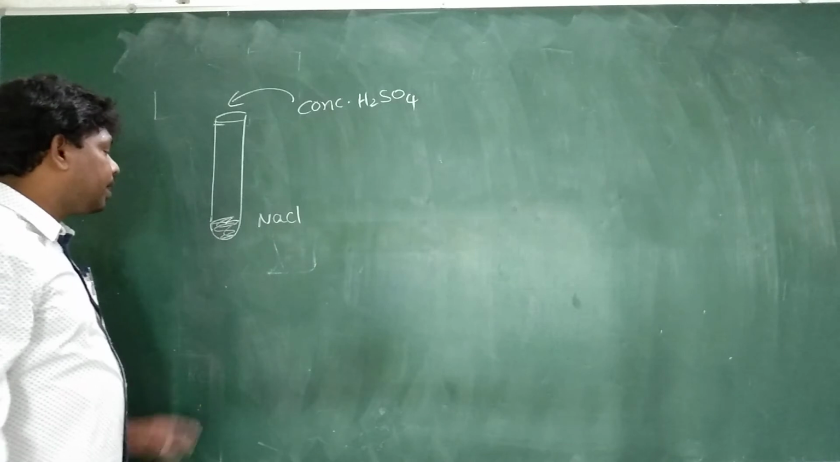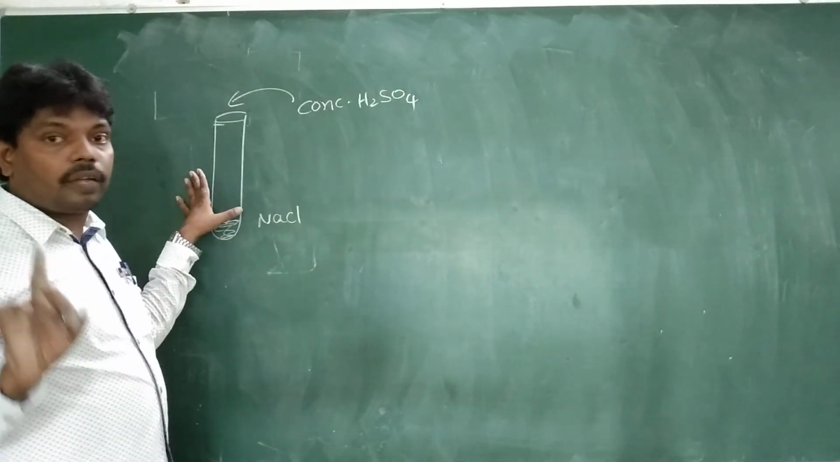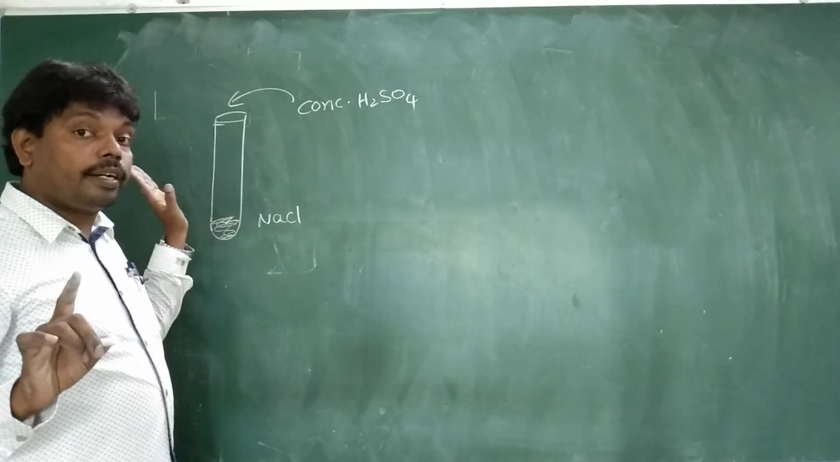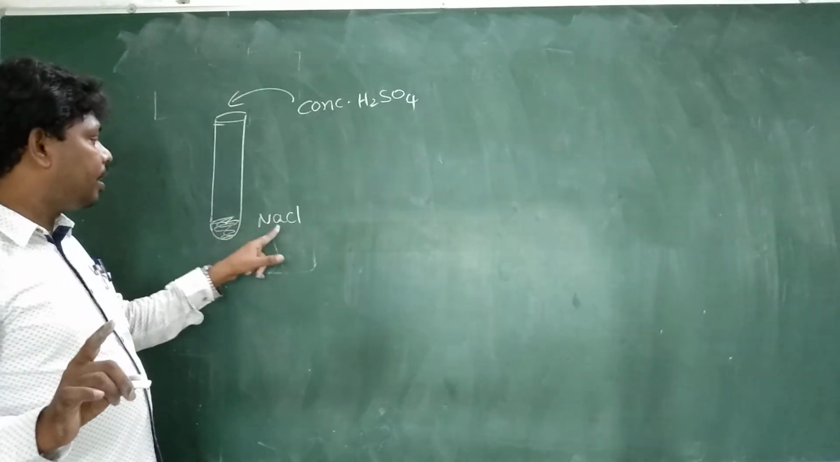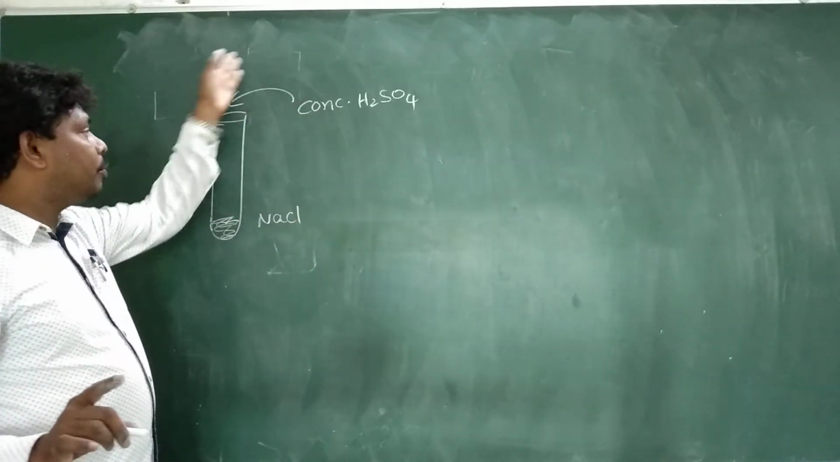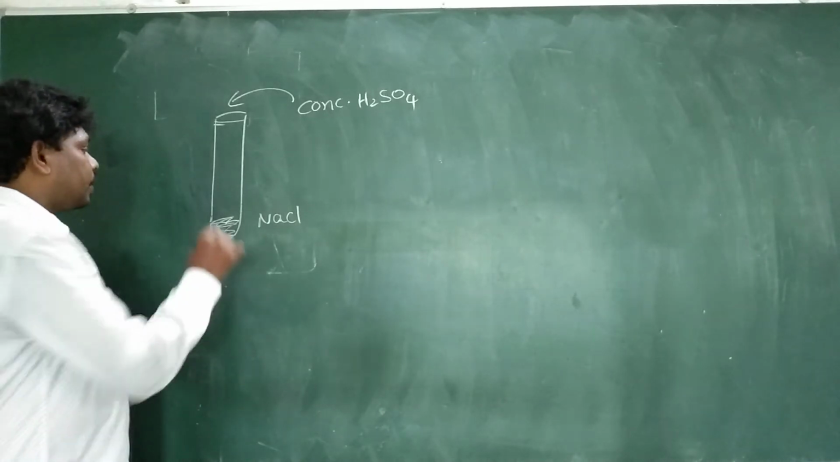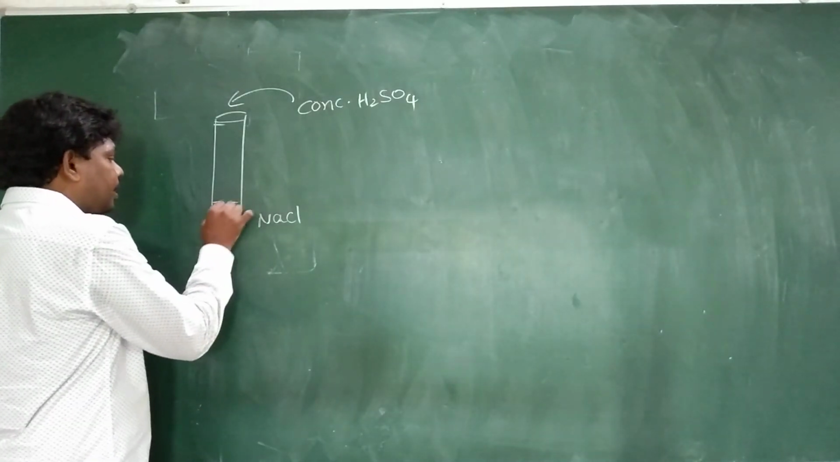Concentrated sulfuric acid. And the test tube also should be dry. Take a dry test tube only, not the wet test tube. Take a dry test tube and add that. Take 2 grams of sodium chloride and add some amount, 2 ml, of sulfuric acid. Then what happened? Let us see.